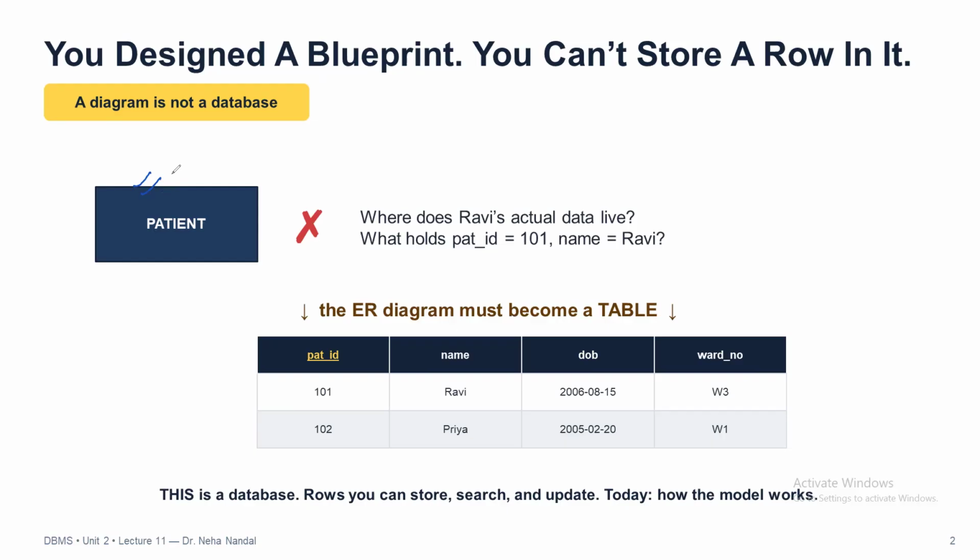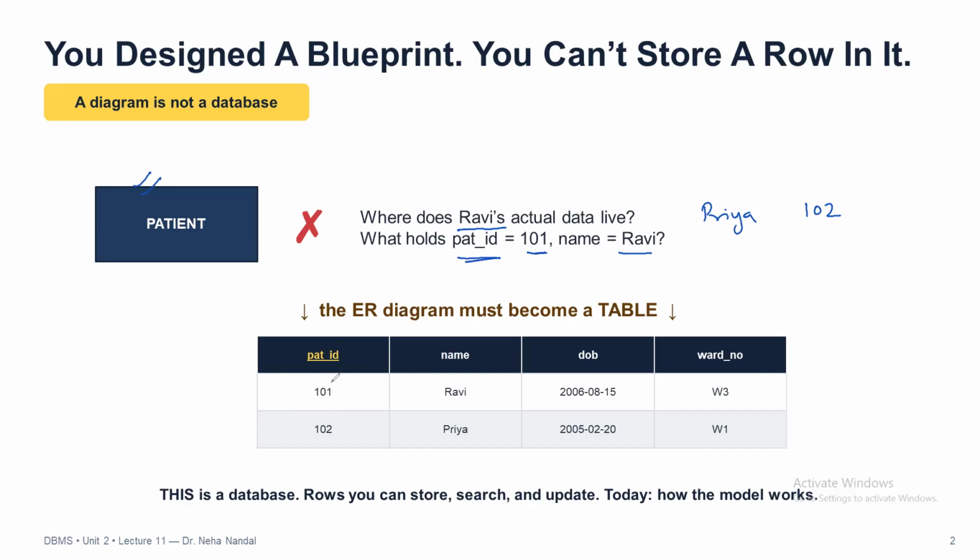Now think about it. That this is a set. It is generalizing the complete set of patients. So if I'm talking about one patient, Ravi, suppose, where does the actual data of this patient live? Where the patient ID, suppose it is 101 and the name Ravi, there can be another patient, suppose Priya, ID is 102, so where it will go? So it can be stored like this as a data.